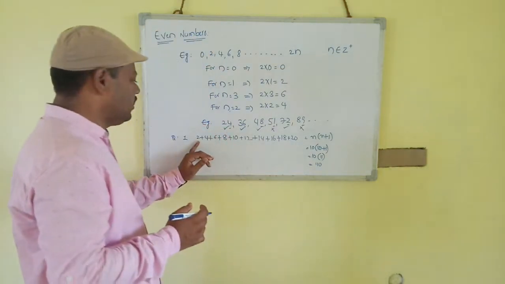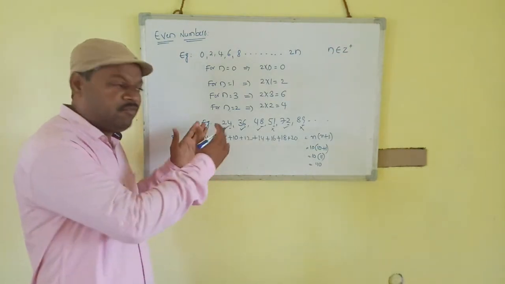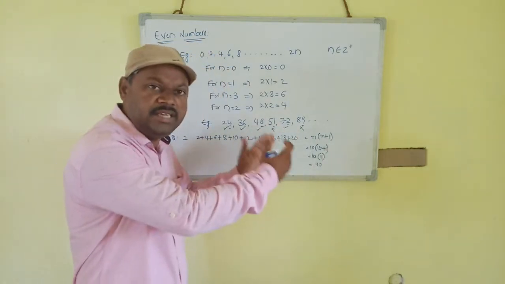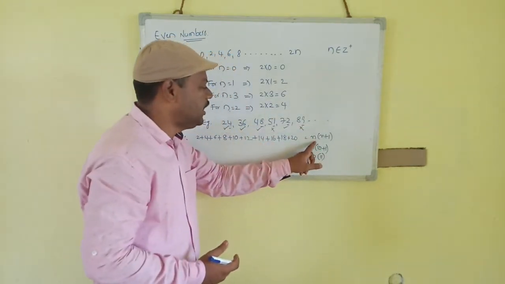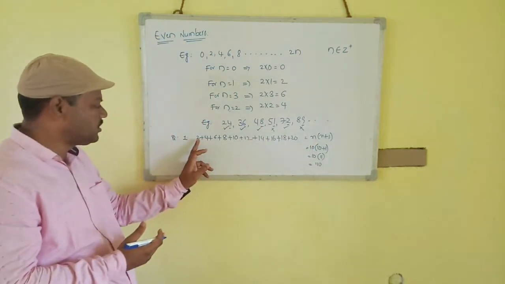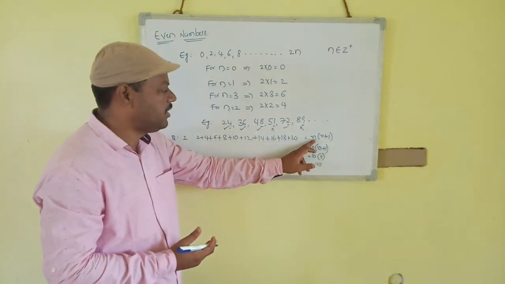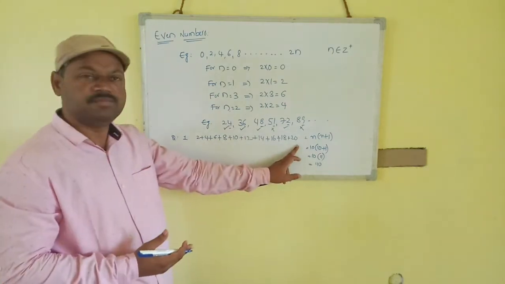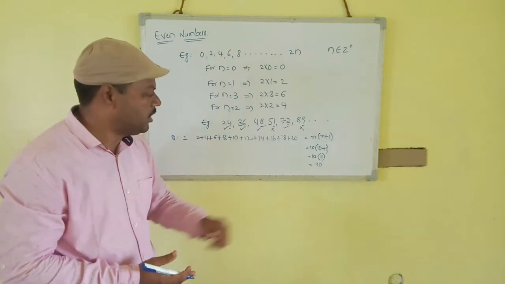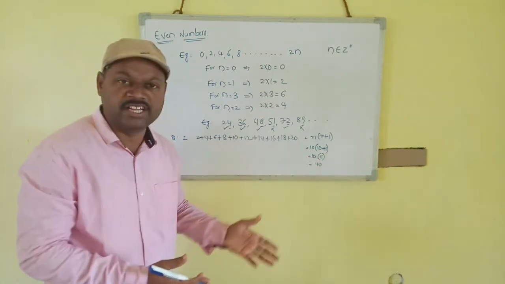So this is the formula only for the sum of the first n even natural numbers. Formula is n into n plus 1. Suppose n value is 100. Take n as 100: 100 into 100 plus 1. Just by simplification we will get the answer.